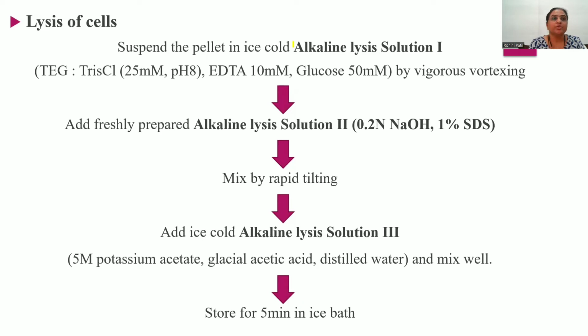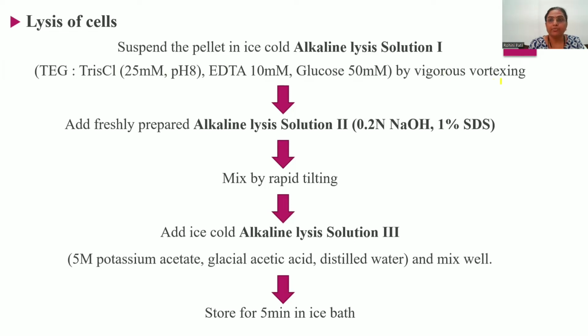This alkaline lysis solution 1, which is called TEG, consists of Tris-HCl, which is a buffer, and EDTA, which is a chelating agent. Tris-HCl is going to maintain the pH, and EDTA, a chelating agent, is going to chelate the ions, and the glucose here is going to change the osmolarity. So it is going to weaken the cells when we do the vortexing.